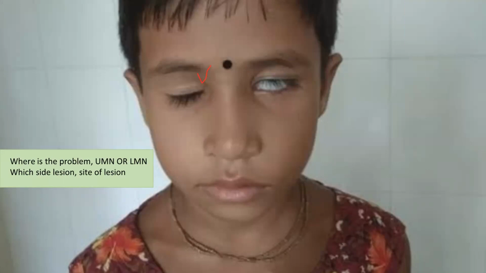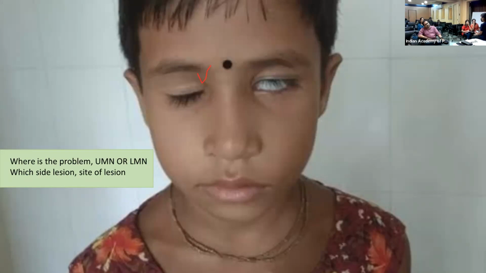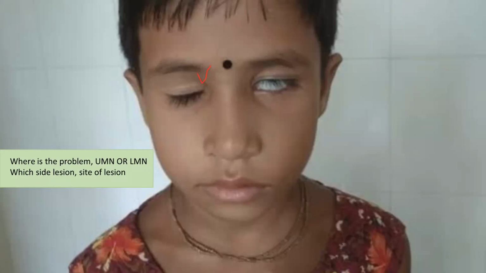Now, how do you know this is not a ptosis? See, the child's cornea is going up. What is this phenomenon known as? The cornea goes up when the child is trying to close the eye. It's a Bell's phenomenon. Bell's, yes. So the left side is the problem side.